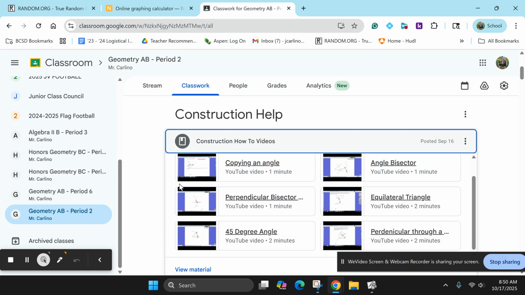Time to finish up. We'll go to the next one. Small arcs are the trick. Small arcs. The bigger you make them, you're going to be like, what intersects with what? I have no idea. The smaller you make them, you can see what intersects.